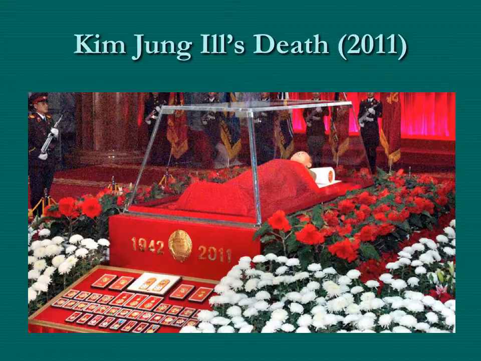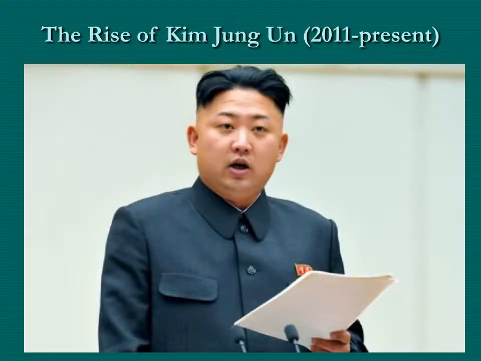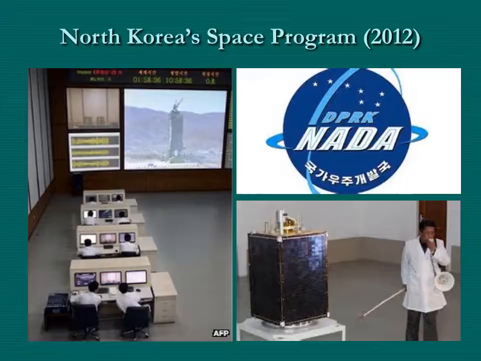And then in 2011, Kim Jong-il dies, and power passes to his third oldest son, Kim Jong-un. And Kim Jong-un is still very much an unknown to us. We know very little about his background. We know very little about his ambitions. But what we do know, he has intensified North Korea's space program.